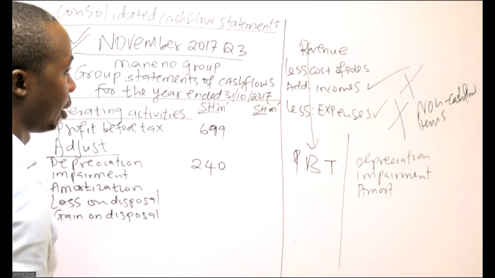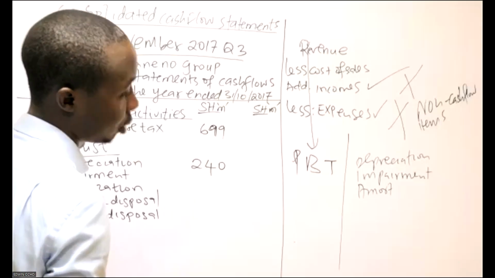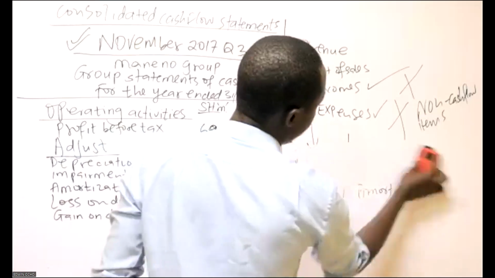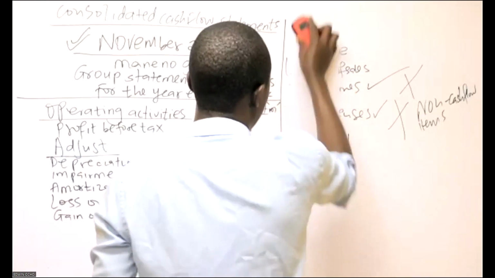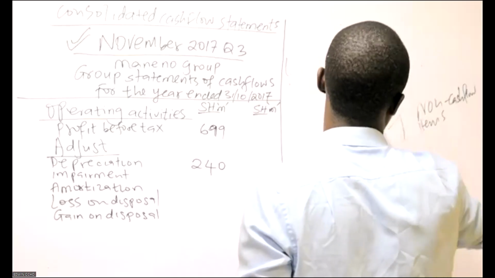Then for impairment, now this one might not be direct because impairment arises due to what? Where does impairment arise from?